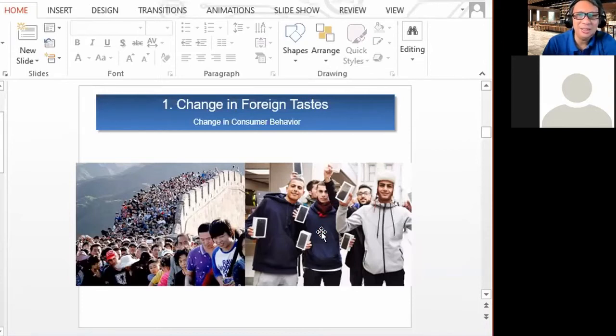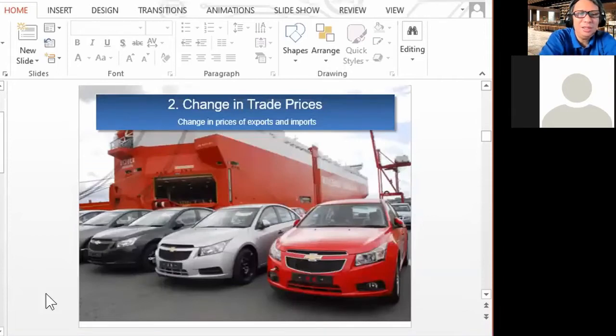So our spending can also go down, with lower demand for imported items. Okay, so imports are low. So there's demand for the currency, but it's low. Masyado bumibili. Pandemic eh. Okay, change in trade prices will also affect the value of the currency.